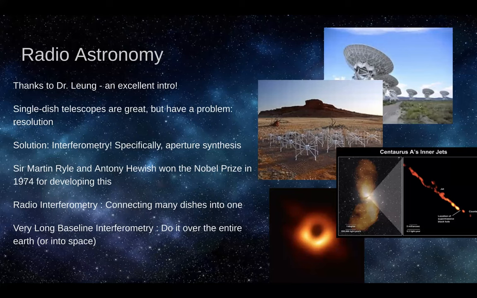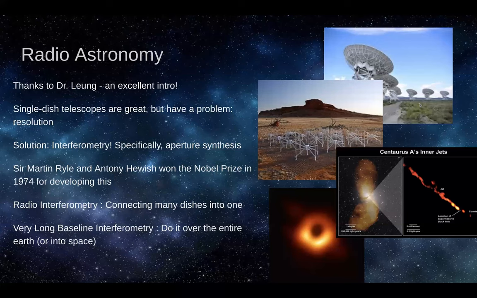So actually, Sir Martin Ryle and Antony Hewish won the Nobel Prize in 1974 for developing radio interferometry, basically the VLBI. So the idea of what we're doing here is that we are trying to connect many dishes into one gigantic dish. And in the top right here, you have the VLA array, kind of famous from the movie Contact, if you've ever seen it.